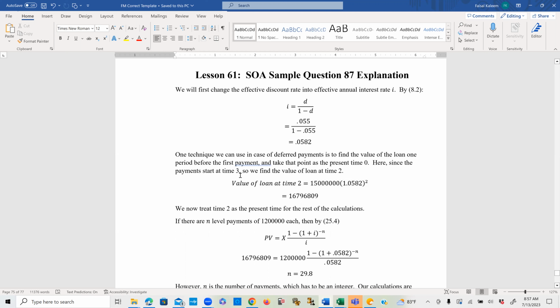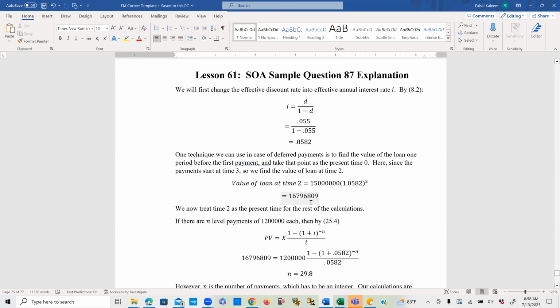The reason for doing that is that way we can directly use our annuity immediate formula, because annuity immediate gives the value 1 period before the first payment. So the value of the loan at time 2 will be, the loan was 15 million, so at time 2 its value grows up to 15 million times 1.0582 squared, because that's the interest rate. And so it's 16.8 million at time 2.